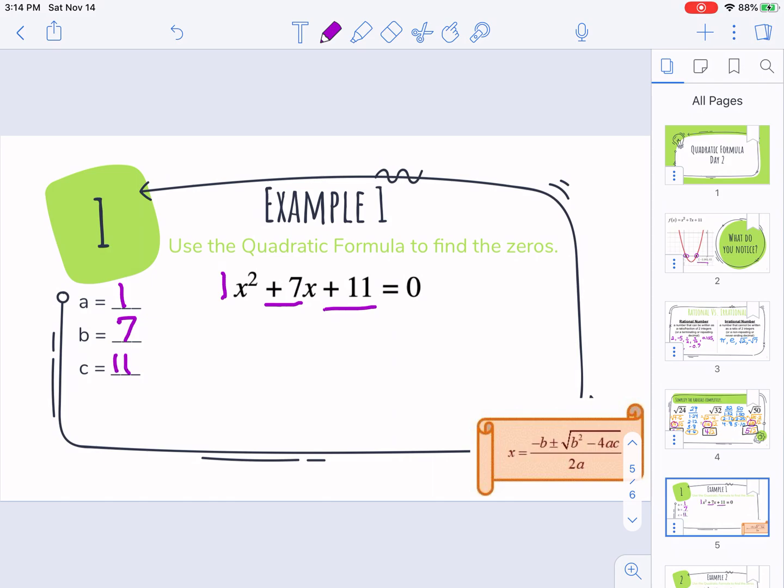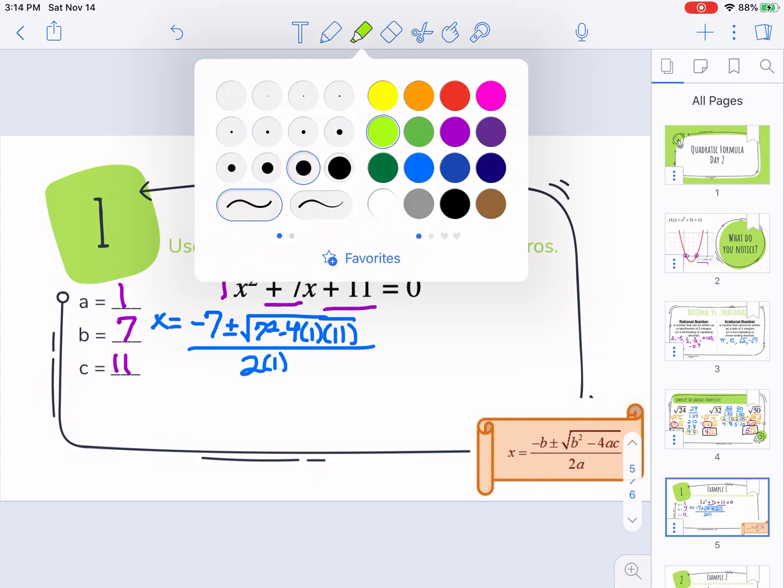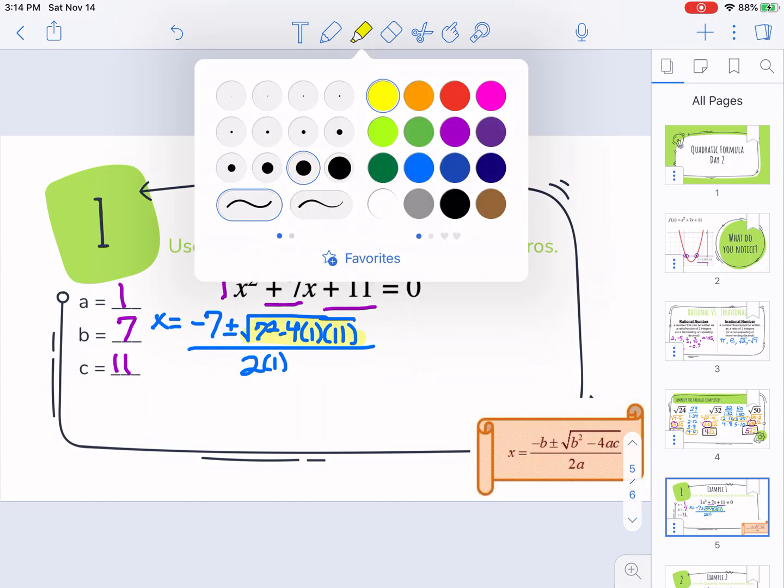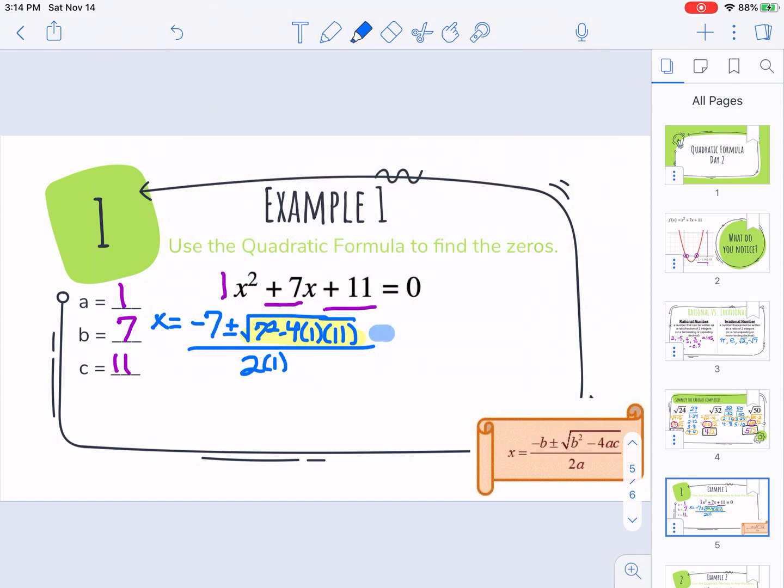The quadratic formula is down in the bottom right-hand corner, so if we go ahead and start trying to find the zeros, we have x equals opposite b, so the opposite of 7 is negative 7, plus or minus the square root of b squared minus 4ac, all divided by 2a. The most important thing to do first is to simplify what's underneath the square root. So let's go ahead and do that.